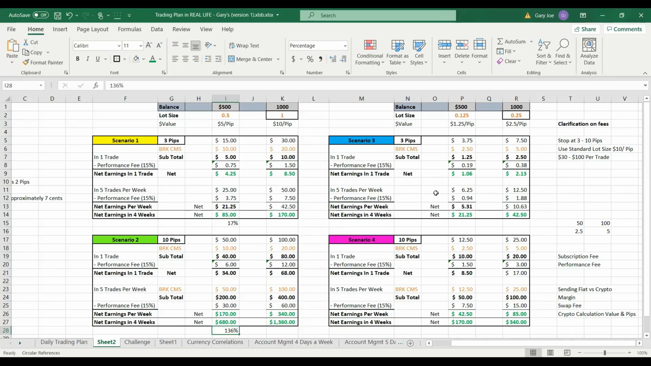This scenario right here is basically saying, okay, instead of it being a standard lot size of $10 a pip and a person with a $500 account getting a lot size of 0.5, this goes even lower and says if the master copy account had a 0.25, which is $2.50 per pip for their trade that they chose, then the $500 person will be trading at $1.25 a pip. And these will be the numbers for the bare minimum of 3 pips or for 10 pips. That will be the amount that will be earned.